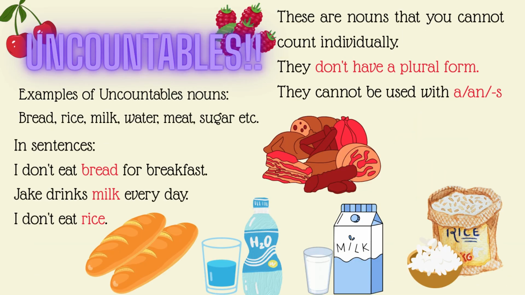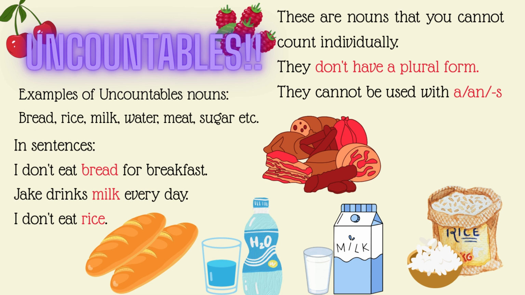Okay, now we have the uncountables, right? These are nouns that you cannot count individually because they don't have a plural form, and also they cannot be used with a, an, or s. Please look at the examples of uncountable nouns, and it says bread, rice, milk, water, meat, sugar. These are uncountables, right? Because we can't count the liquids and we can't count meat or rice and sugar, right?